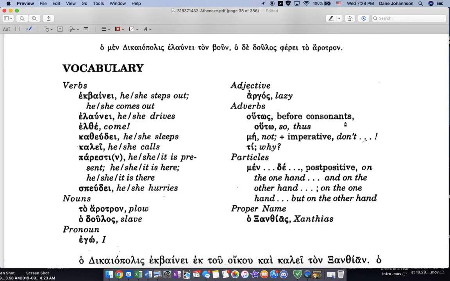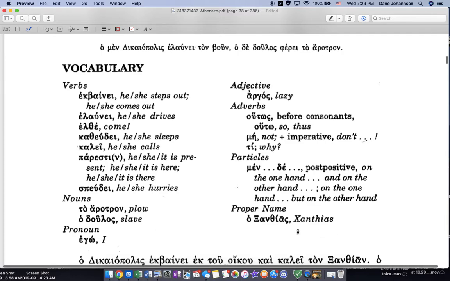Adverbs, houtos, thus, or houto, so, thus, in this way, like in John 3:16. Houto gar egapisen o theos ton kosmon, for God so loved the world. So thus, me, not, plus the imperative. So, me eltha, don't come. Ti, why? We still have, also you'll find, especially in the New Testament, dia ti, so the preposition dia, and then ti, why, dia ti. Why? That's the same in modern Greek. It's changed a little bit to yati, with a gamma, one word, yati. But it's diati. And then particles, men, de. You'll see those broken up, but think of them as part of the one thing. So on the one hand and on the other hand. On the one hand, but on the other hand.